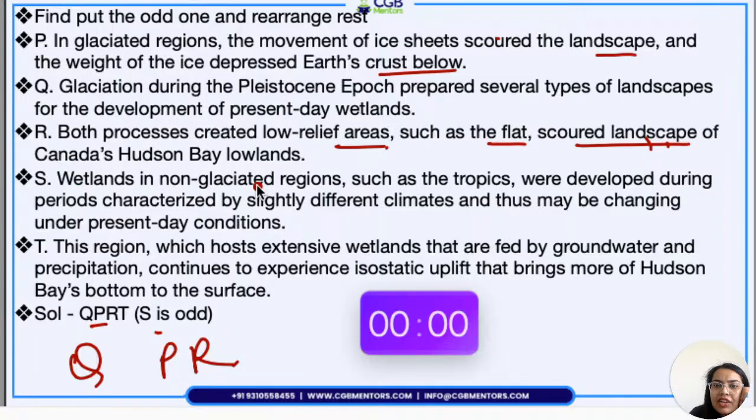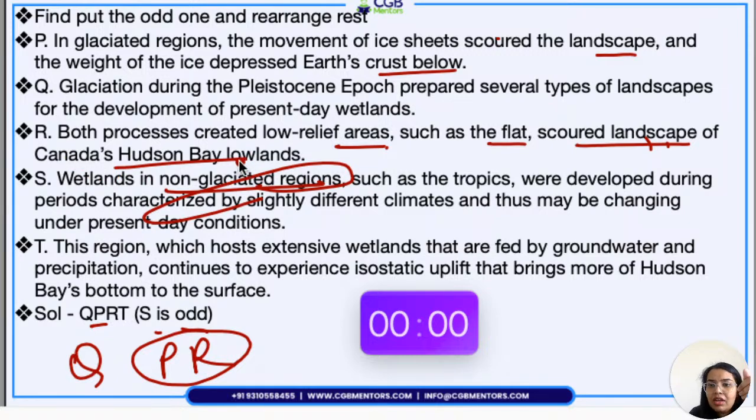Wetlands in non-glaciated regions. Why is there suddenly talk about non-glaciated regions? This region, which hosts extensive wetlands that are fed by, continues to experience isostatic uplift that brings more of Hudson Bay to the surface. So in T as well, when we say P and R, R is talking about Canada's Hudson Bay. We are only saying Hudson Bay in T, that definitely means after R, T will come. Because the full name, full information is given in R. But then in T, we just get the last two words of the name.